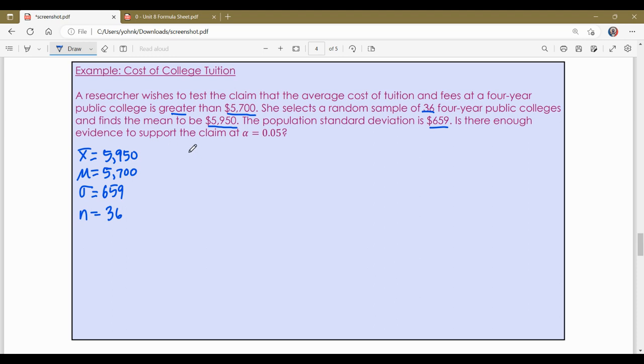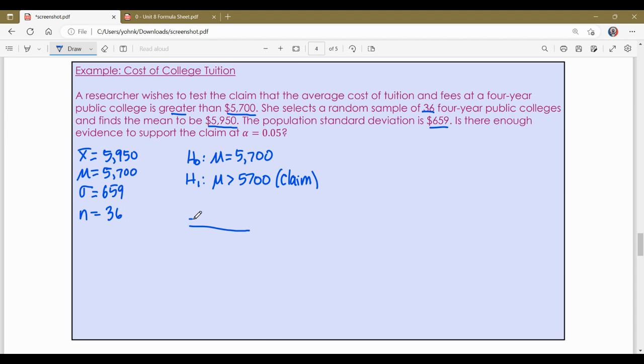So now we need our hypotheses. We are dealing with mean, so we have mu equals and mu. Our mu is equal to 5,700, and the first sentence claims that it's going to be greater than 5,700. That's our claim.